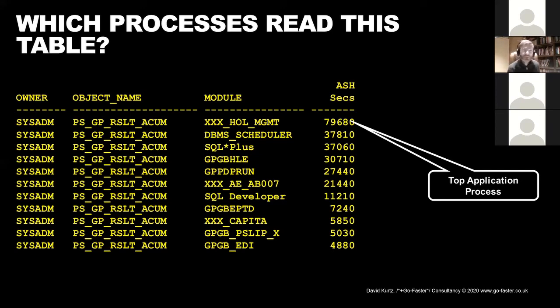This was a surprise to us. We didn't expect this holiday management report at the top of the list. Why is this holiday management report doing so much single block IO? This actually started a whole load of analysis and led to some significant design changes, and we introduced some reporting tables to avoid doing this. So ASH led us to something that we didn't really expect, and it made us do something different. It was an unexpected result.